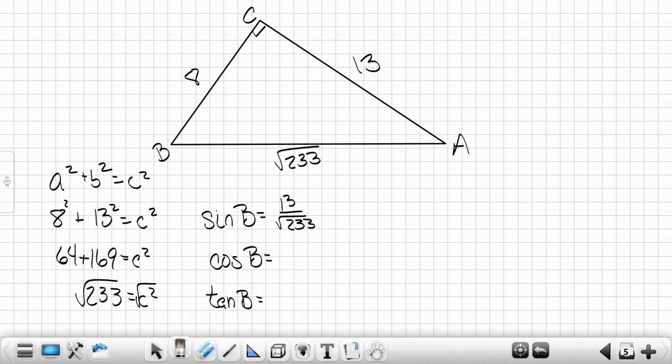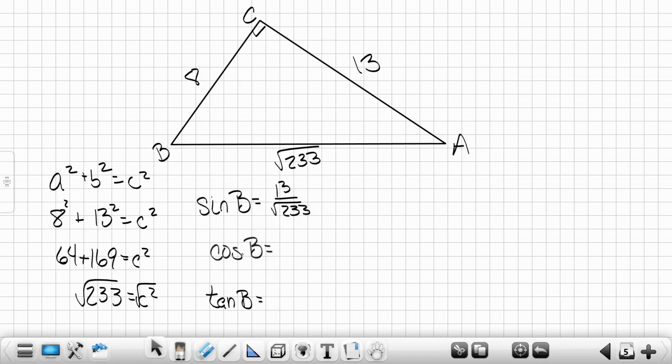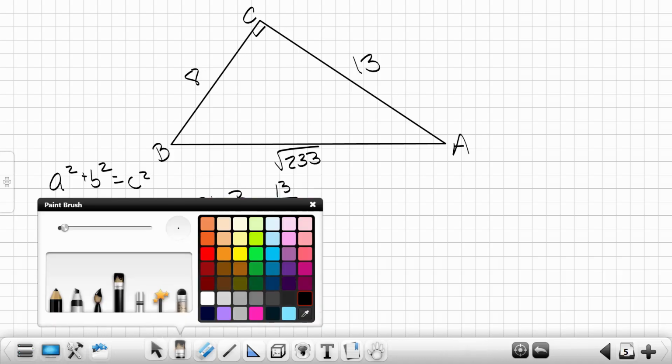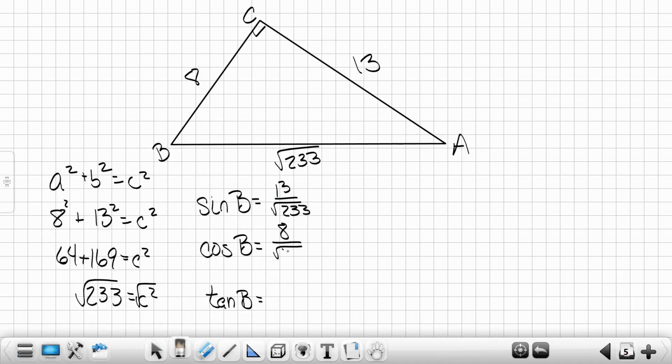Okay, what's the cosine of b? Eight. Okay. What's tangent of b? 13 over 8.